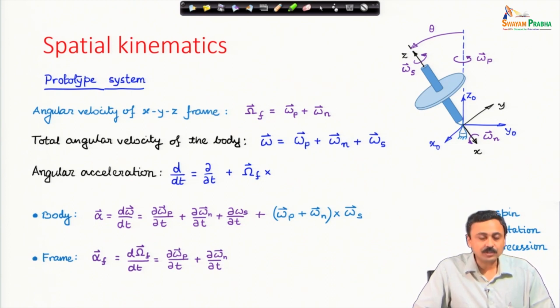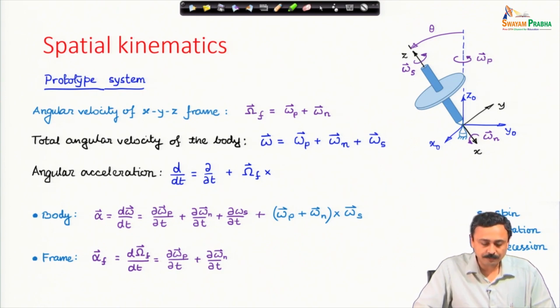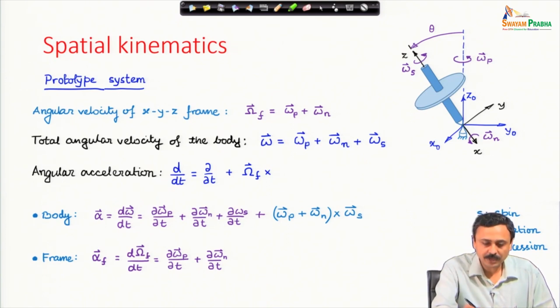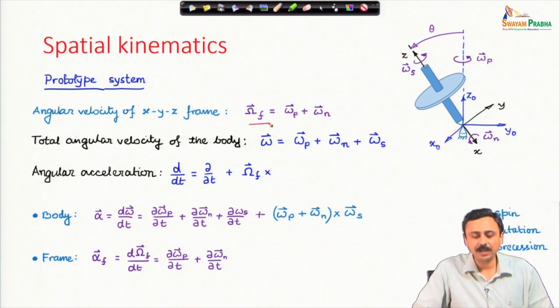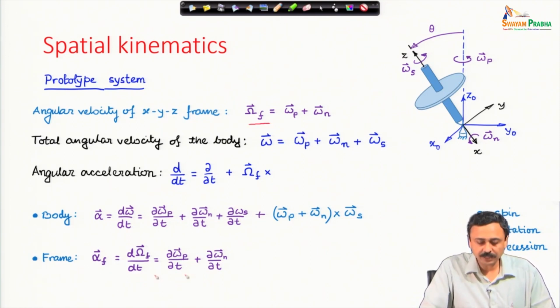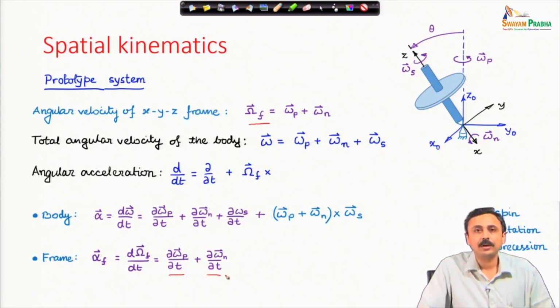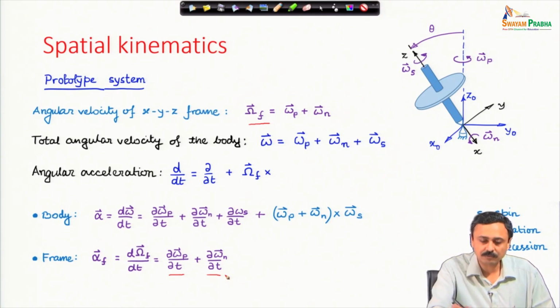Now, that was the angular acceleration of the body. Next we look at the angular acceleration of the frame. For that also I have to take the time derivative of capital omega f. Therefore, I must have a local derivative, these two terms, plus omega f cross, and because we are differentiating omega f itself, omega f cross omega f must be 0. Therefore, this is the angular acceleration of the frame.